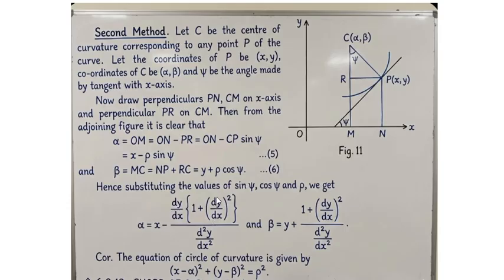With these things, we know the center of curvature, the center of a circle, and once there is a common point P(x, y), we can write the equation of the osculating circle of that curvature at that particular point: x minus alpha whole square plus y minus beta whole square is equal to rho square, where rho is the radius of curvature at that point. This is how we can understand.